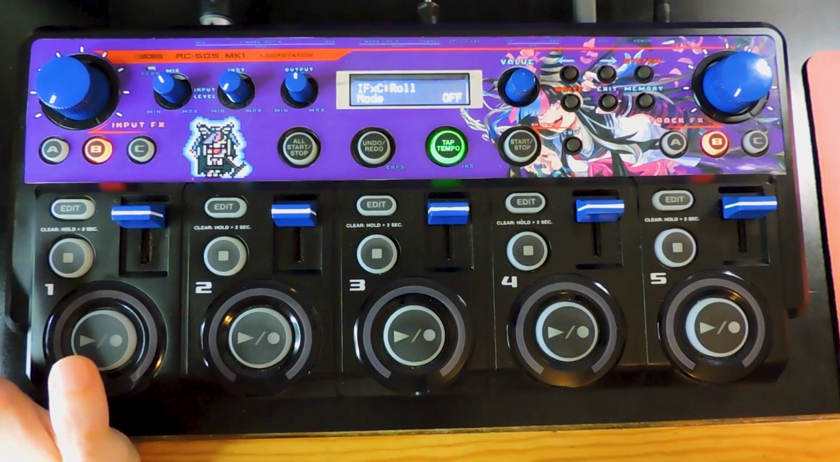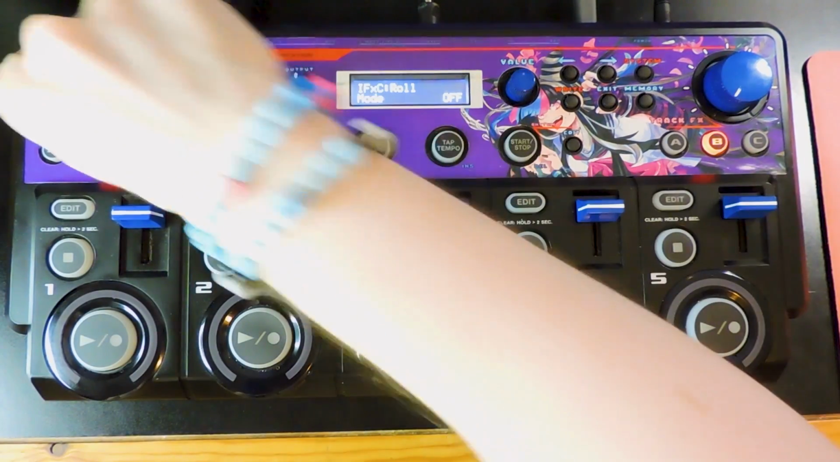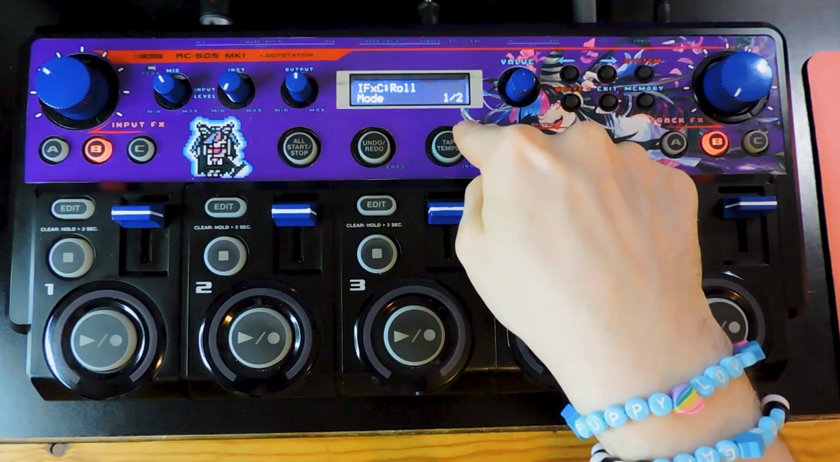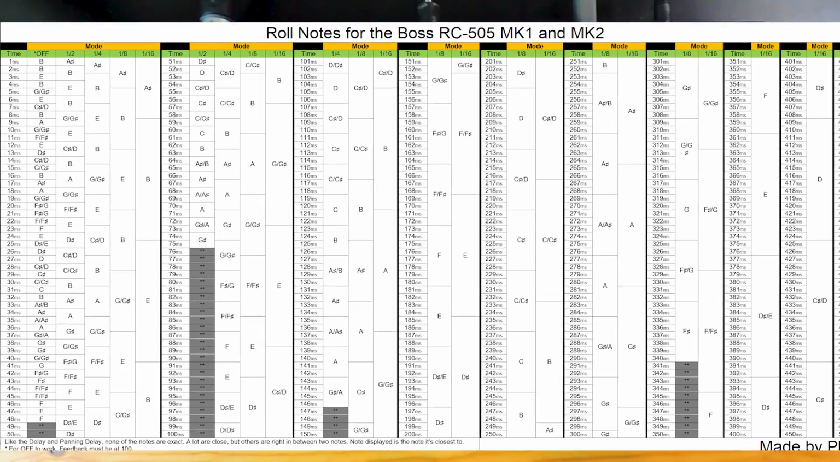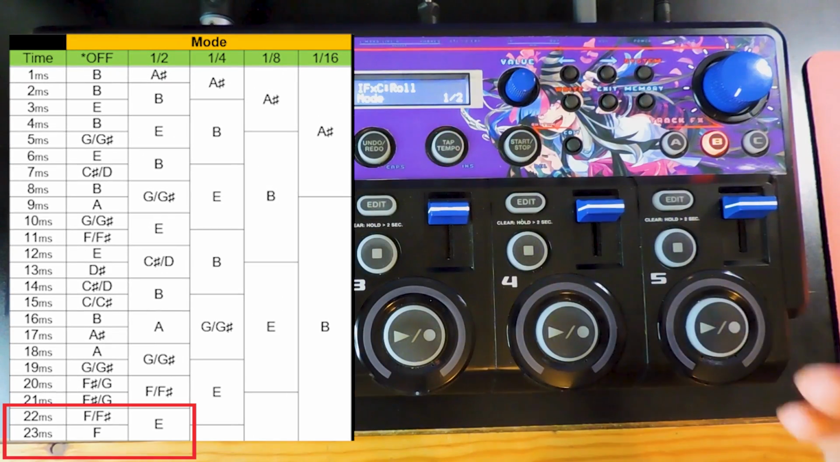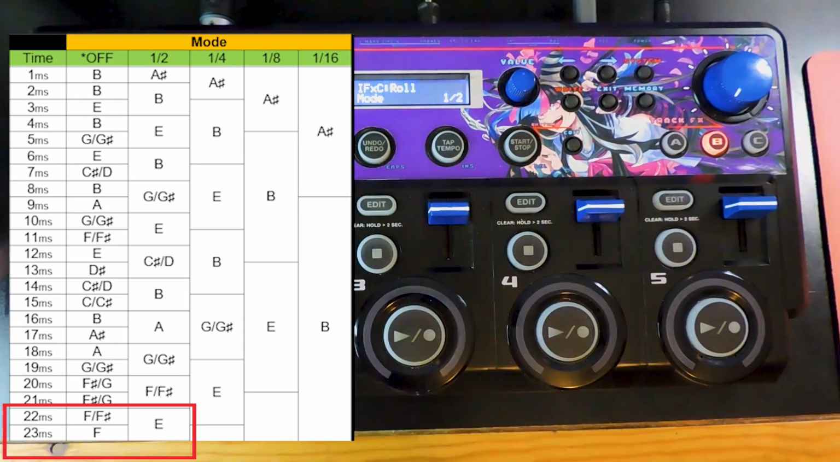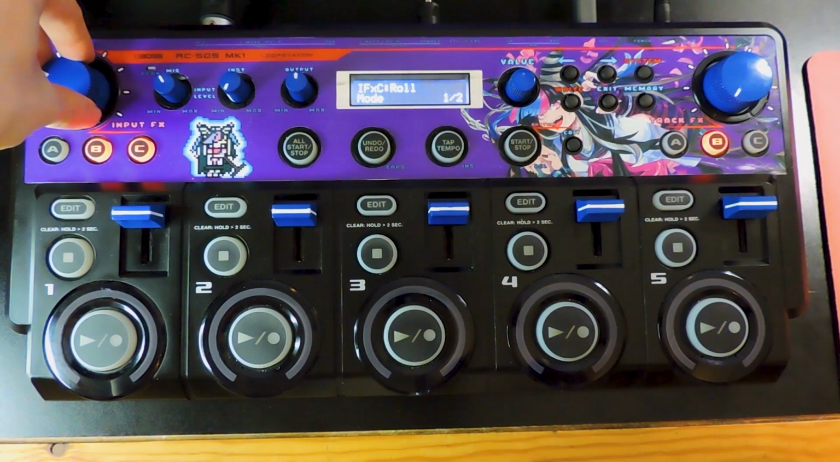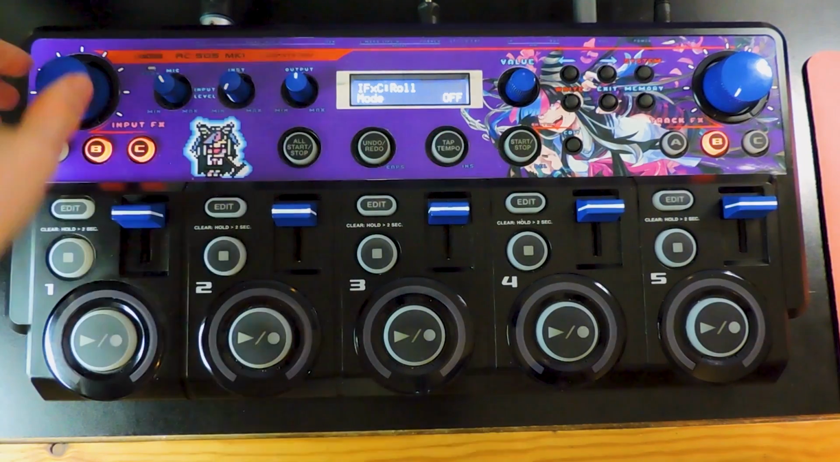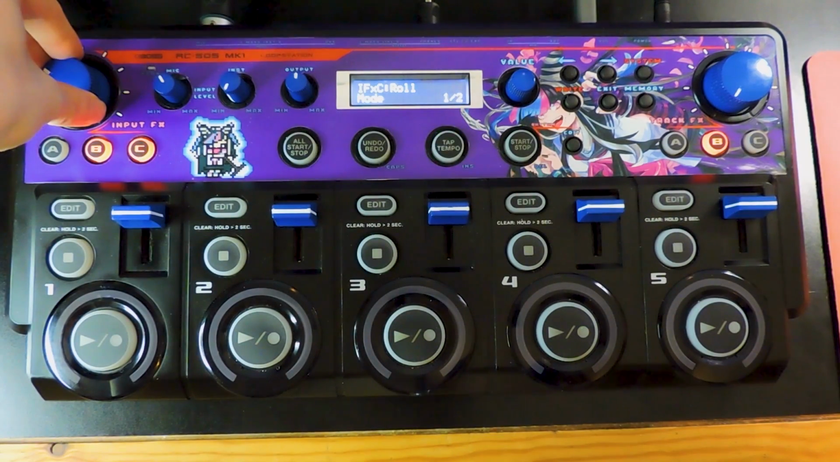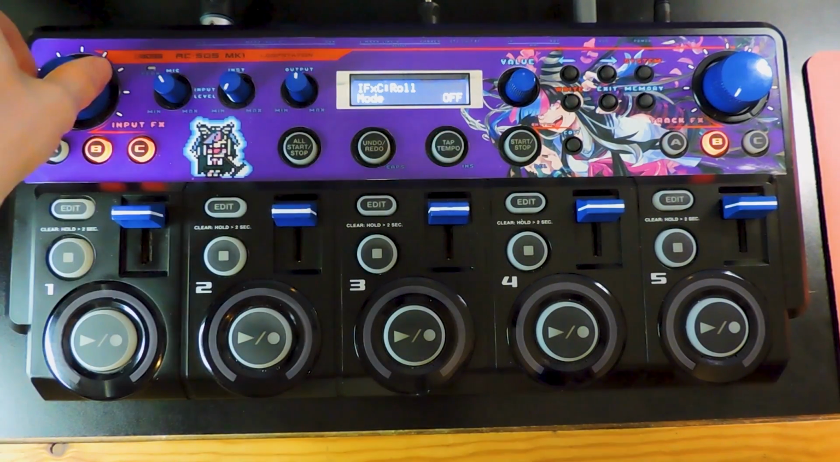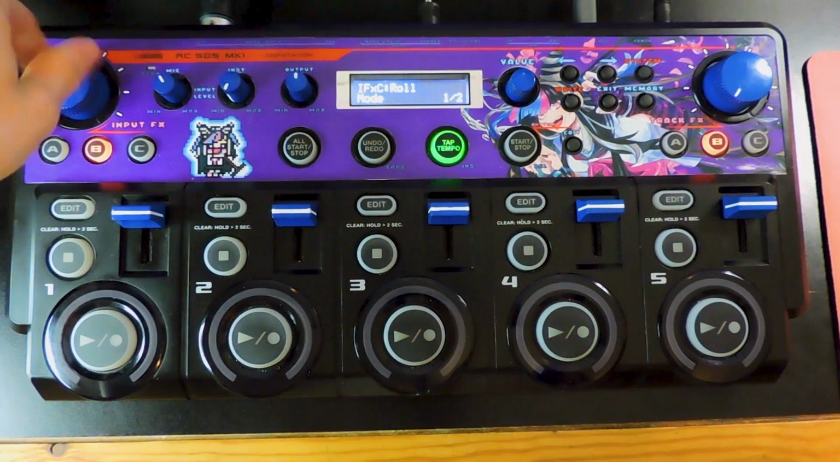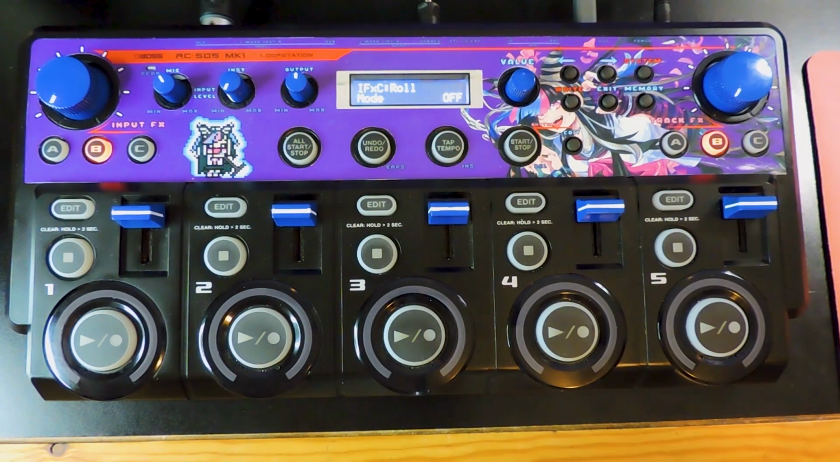Cool, just like the delay. However, because we have mode, we can go to a half mode. Well, 23, if we go down the half column, is an E note. So it goes from F to E. Now those are all E notes. Cool. This is starting to make sense.